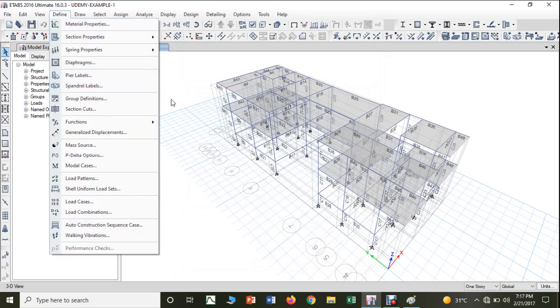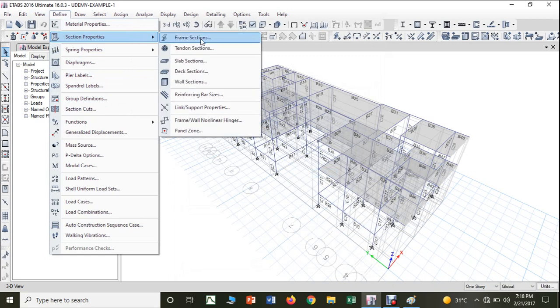So for this particular problem, understanding the section properties of the frame, tendon, slab, deck and wall is more than sufficient. The reinforcing bar sizes we will understand thoroughly when we are doing the concept of design, and the link support property, the frame, wall, non-linear hinges and panel zones we will do when it comes to the lateral loads on the structure, that is wind and earthquake.